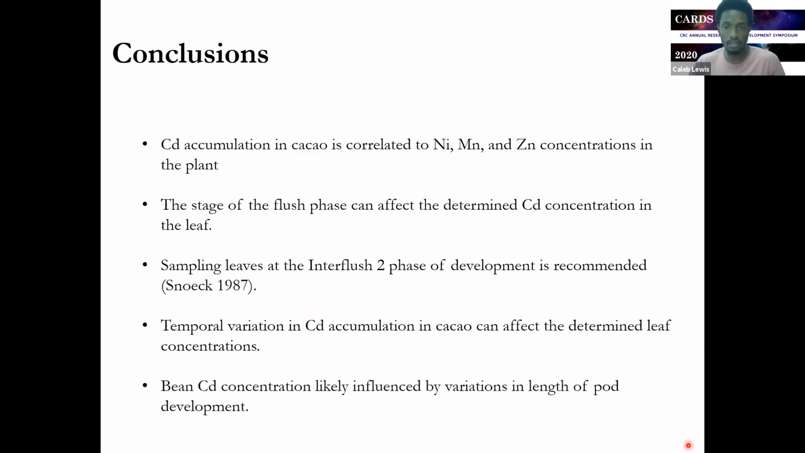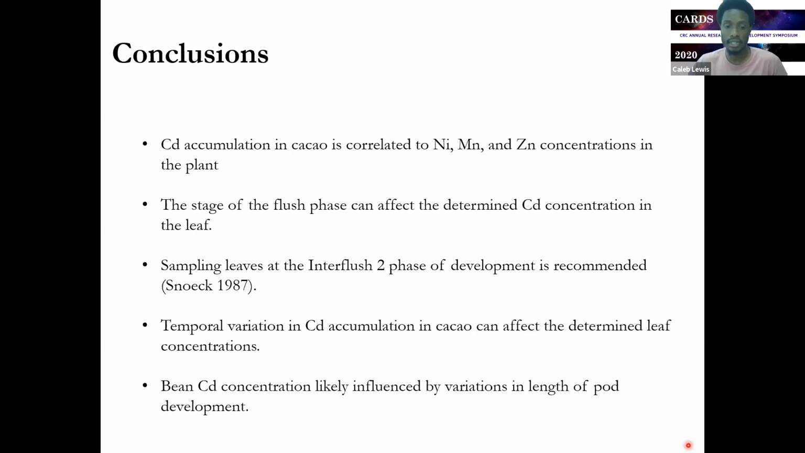So in conclusion, cadmium accumulation in cacao is correlated to nickel, manganese, and zinc concentrations in the plant. That's from the first published study. Stage of the flush phase can affect the determined cadmium concentration in the leaf. Sampling leaves at the interflush 2 phase of development is still recommended, and it's also recommended that people note and report the phase that they have sampled.